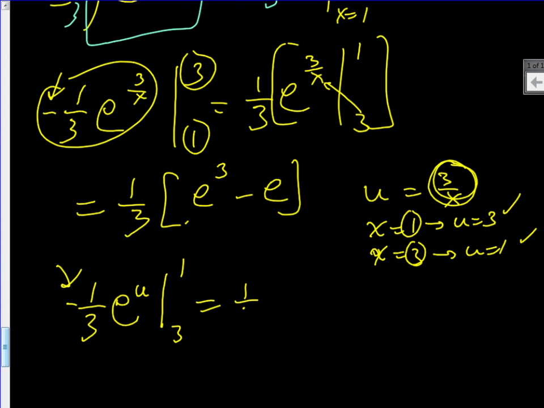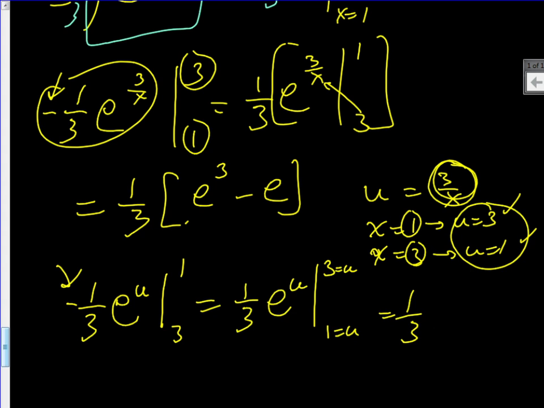I'm going to get rid of the negative sign, but then swap the limits. Now these are u values. u is 3, u is 1. I know, it actually says so. So I get 1/3. First I plug in 3. For u, I get e to the 3, minus. Then I plug in 1. e to the 1, I won't write the 1.